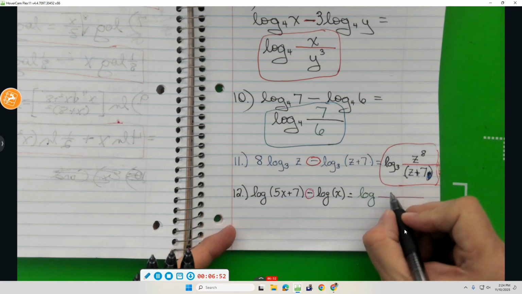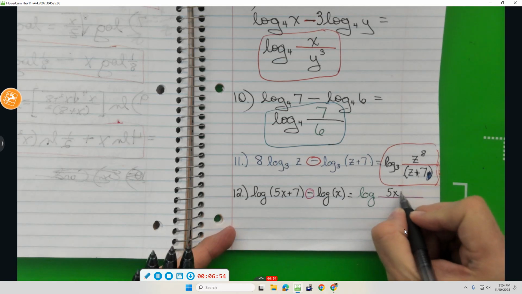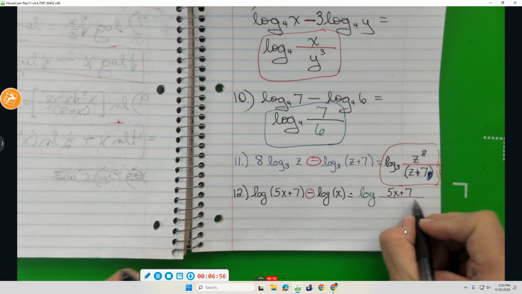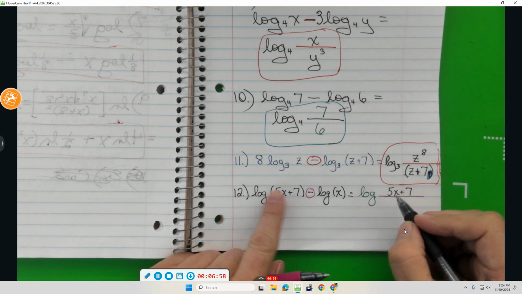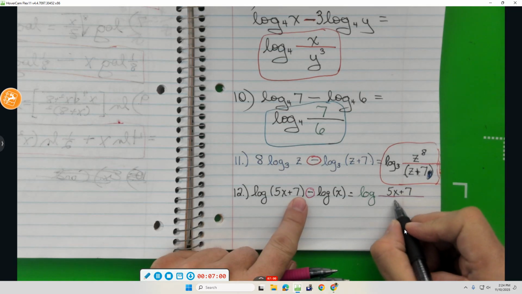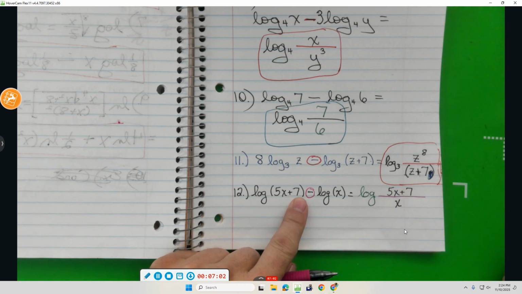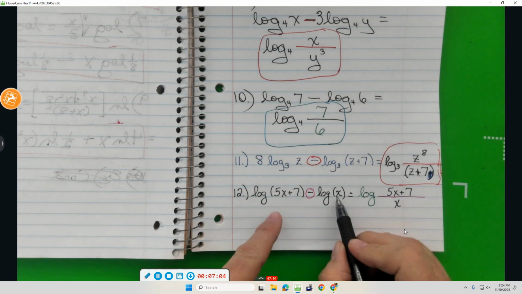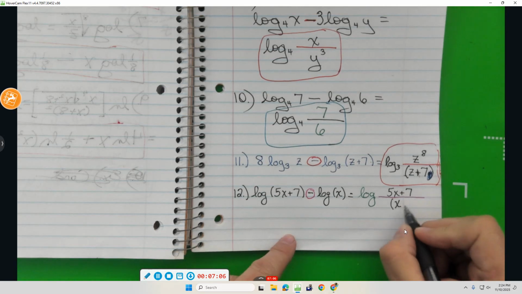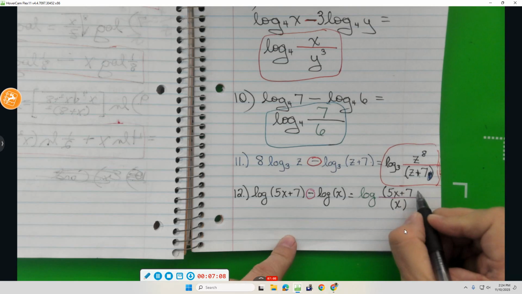5x plus 7 on top. Mm-hmm. Yeah. Since there's nothing else on top, you could remove the parentheses if you want. But why take a chance? And since there's nothing else on the bottom, but yeah, I'm going to go ahead and leave them.